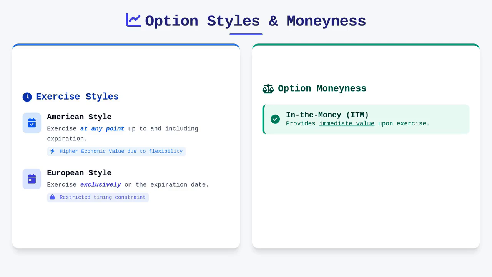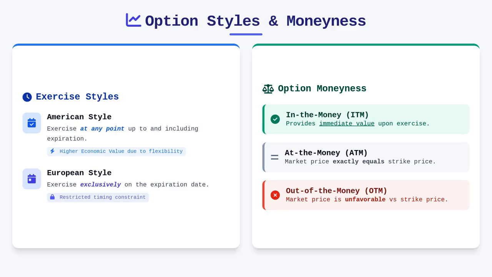When an option provides immediate value upon exercise, it is considered in the money. Conversely, if the current market price is unfavorable compared to the strike price, the option is out of the money. At the money indicates that the underlying market price is precisely equal to the strike price.